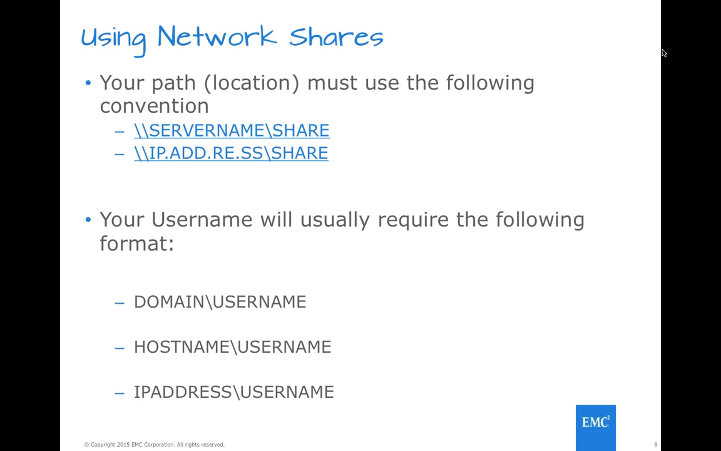So the path or location will look something similar to this. It generally is // server name and then / the name of the share, or alternatively // the IP address and then /share. The username that will be required to add a network share, if you have one, will generally follow the formats that you see on screen there, either domain, hostname, or IP address /username.